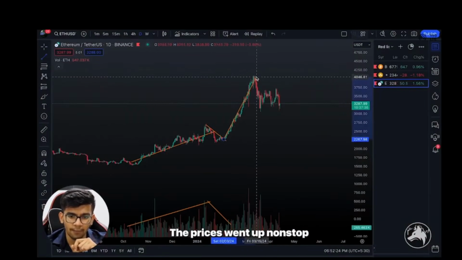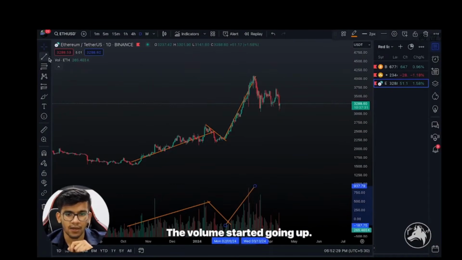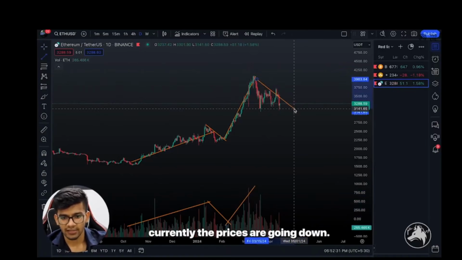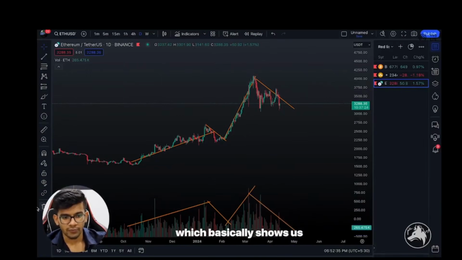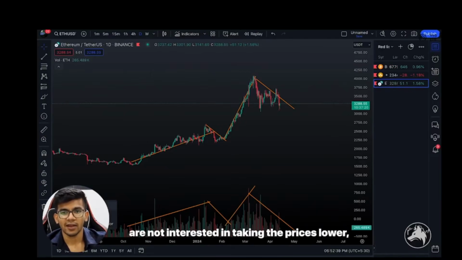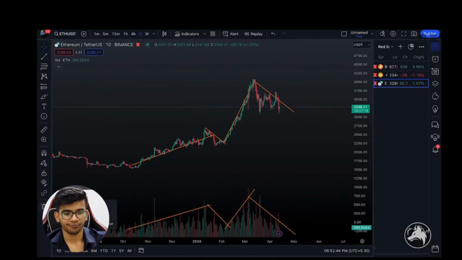The prices went up non-stop, and look at what happened to the volumes. The volumes started going up. Now currently what is happening? Currently the prices are going down. What is happening to the volumes? The volumes are also going down, which basically shows us that the big fishes are not interested in taking the prices lower, and eventually the price of Ethereum is going to go up.